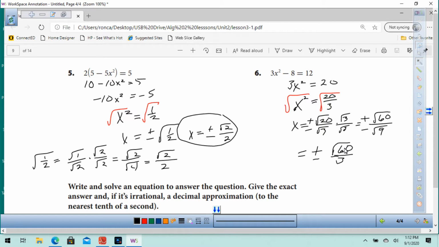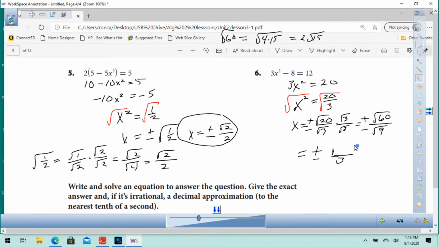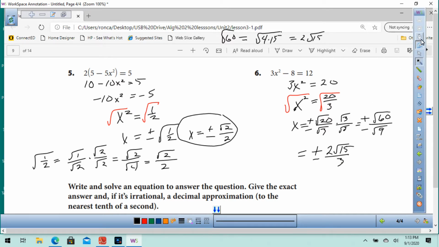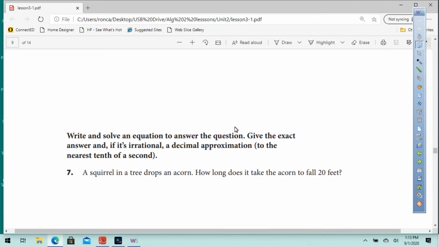Well, hold on a second. Is there a perfect square in there? I think there is. The square root of 60 is the square root of 4 times 15, which is 2 times the square root of 15. So let's go over here and make this 2 times the square root of 15 over 3. Good job, folks. Let's try number 7.